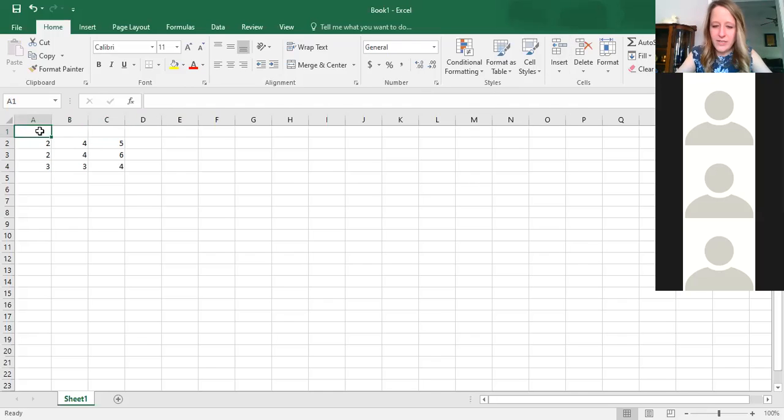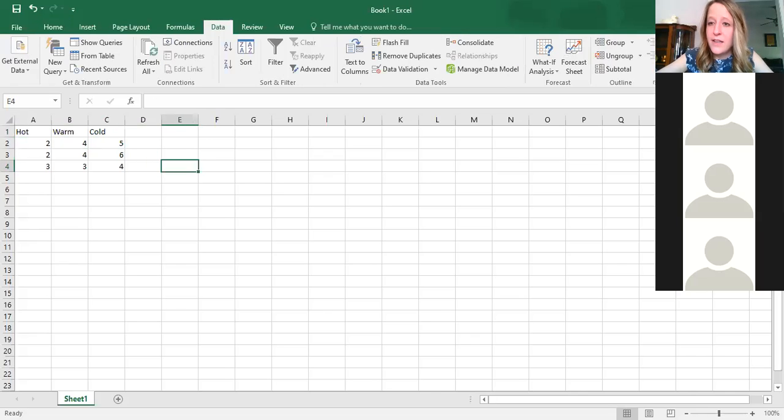Okay, this was hot day, warm day, and cold. And then this is the same data that we were working with, 223, 443, and 564. So what you can do is go up to data and data analysis.